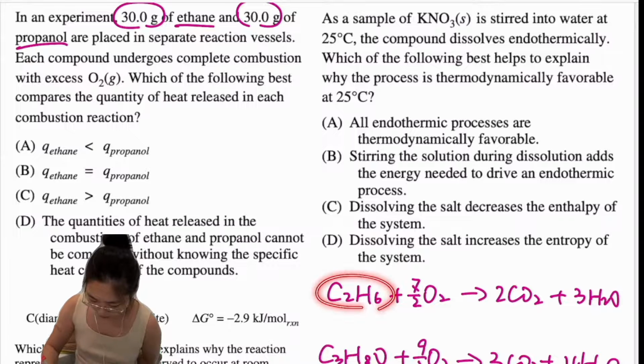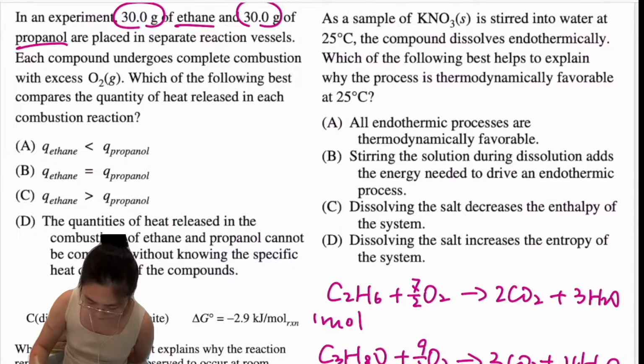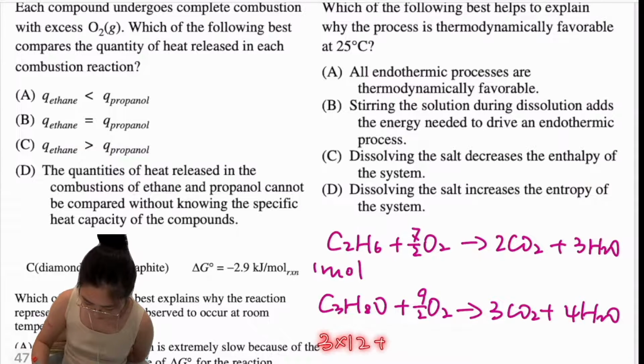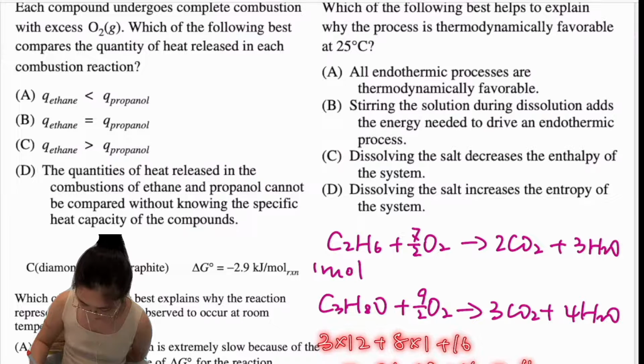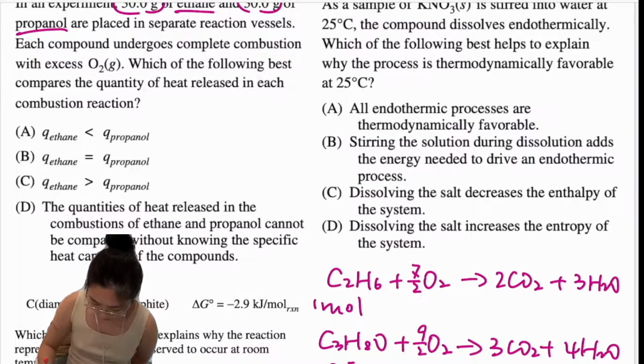So once you know their chemical formula, now I know their molar mass. Carbon has a molar mass of 12, hydrogen has a molar mass of 1. So 12 times 2 plus 1 times 6, that's 24 plus 6, or 30 grams per mole, which means 30 grams of ethane is just 1 mole. For propanol, it's 3 times 12 plus 8 times 1 plus 16. So that's 36 plus 8 plus 16, that's 44 plus 16, or 60 grams per mole. So 30 grams of propanol is 0.5 moles.